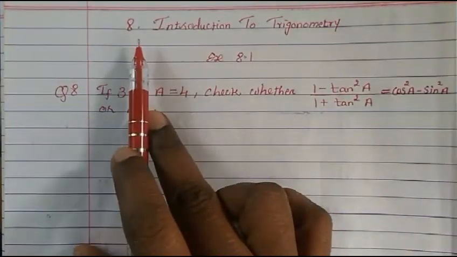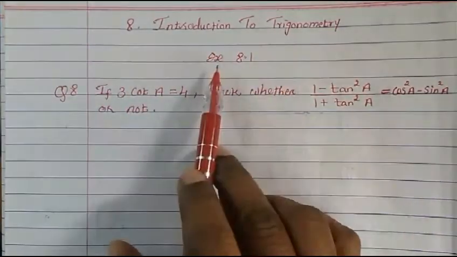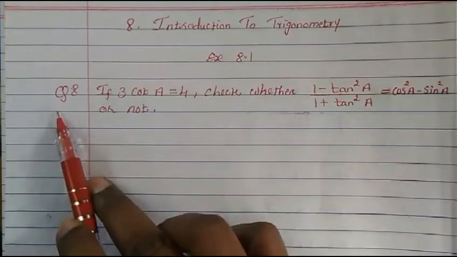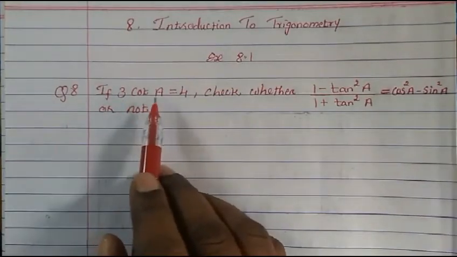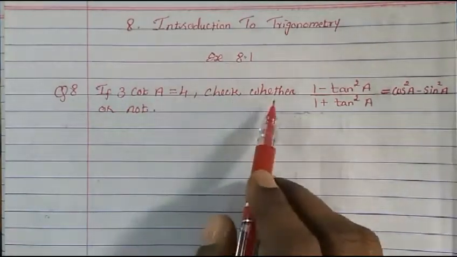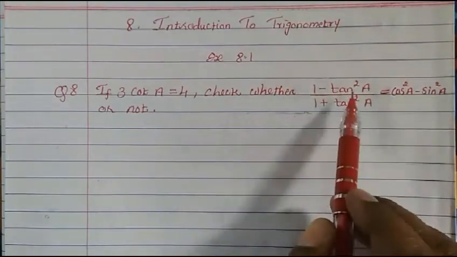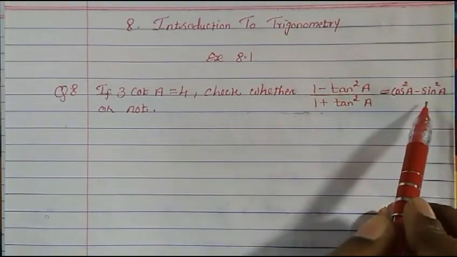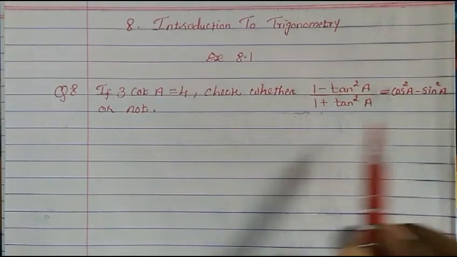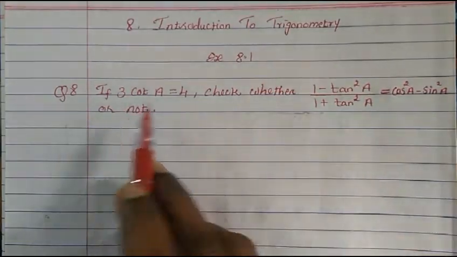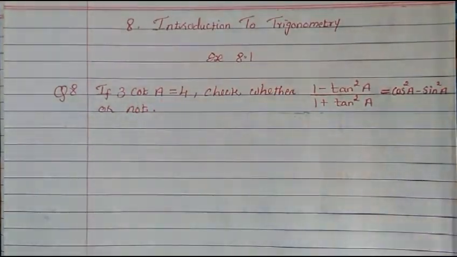Today we are going to study chapter 8, Introduction to Trigonometry, exercise 8.1, question 8. If 3 cot A is equal to 4, we have to check whether the left hand side is equal to the right hand side or not. That's what we have to check. So first let us solve this.